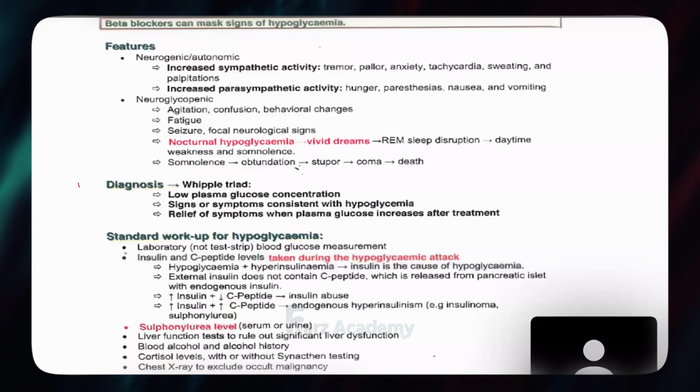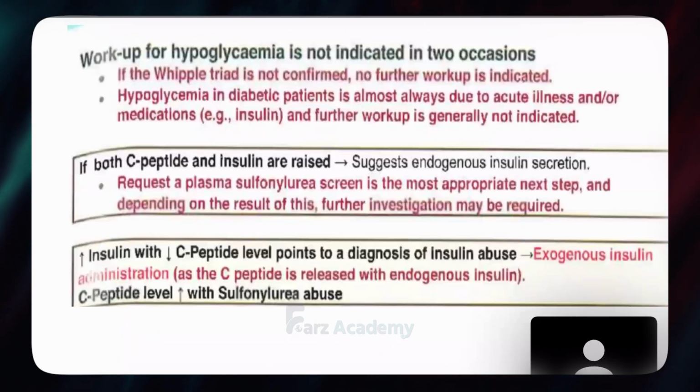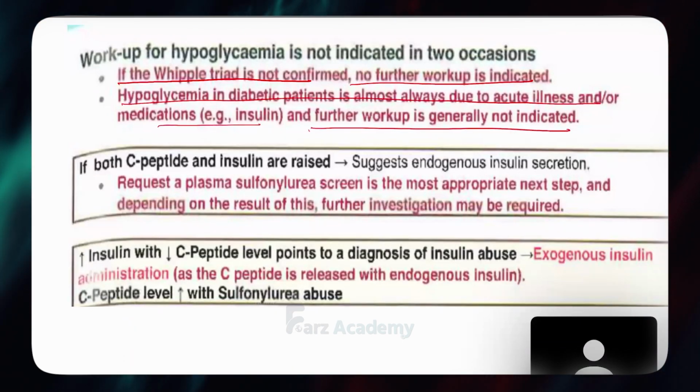The main feature is Whipple's triad: a low plasma glucose, signs and symptoms of hypoglycemia, and relief of symptoms when glucose is given. The main features are neurogenic or neuroglycopenic. If Whipple's triad is not confirmed, no further workup is indicated. In diabetic patients, hypoglycemia is always due to acute illness or missed medications, and further workup is not indicated.